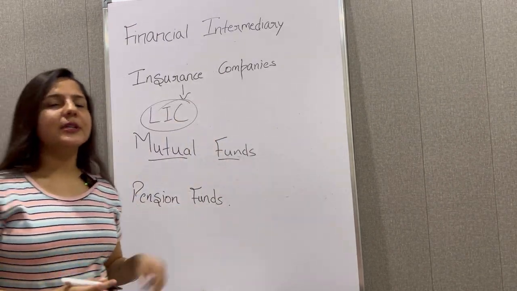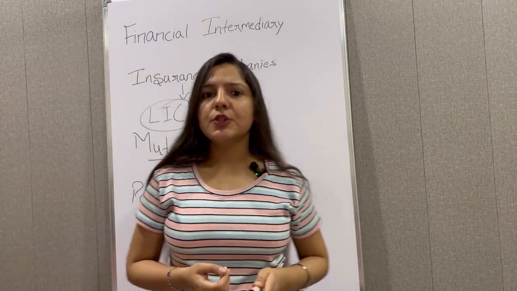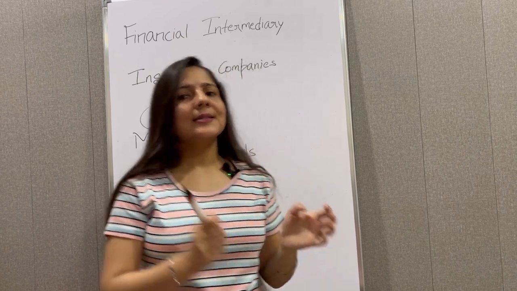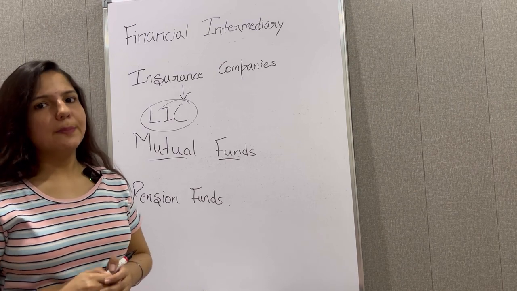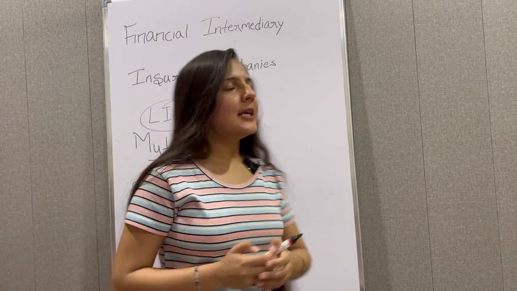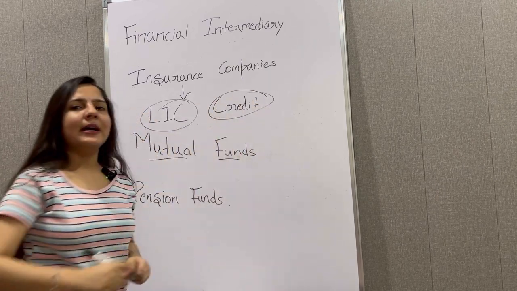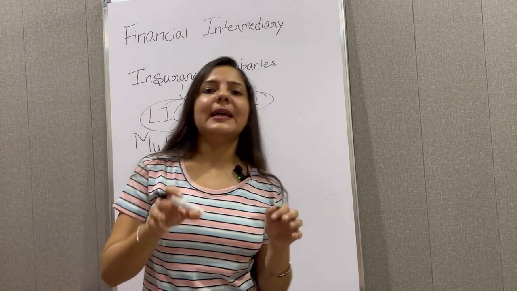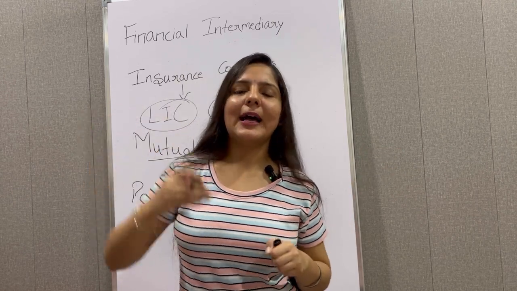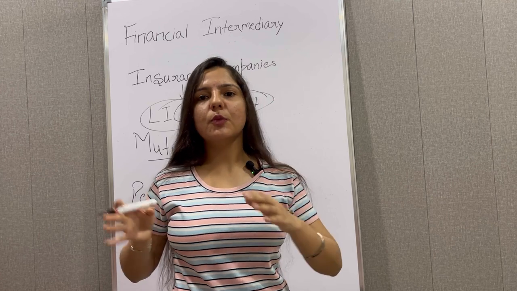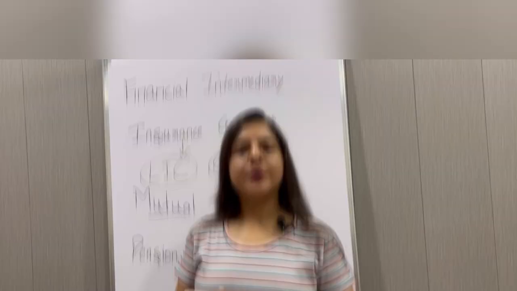Next are pension funds. Suppose we take an example of a government institution, so they do provide pension to some of their workers. So they act as an intermediation between the finance and the pensions given by the government to the persons working under their organizations. Next is credit union. So credit unions are the finance providers who act as an intermediary between the person who needs loans and the persons or the organizations who have extra funds to lend to the borrowers with the help of credit unions.